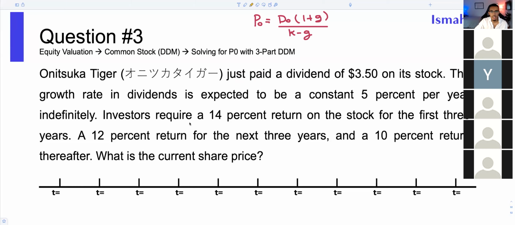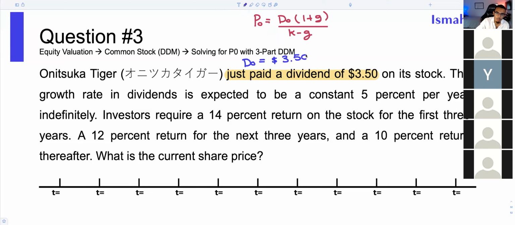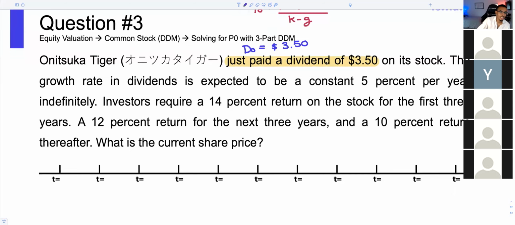So we have Onitsuka Tiger, which just paid a dividend. So if it just paid a dividend, where is this on our timeline? It just paid a dividend. It's like we're soldiers at this point. We know exactly where this goes. All right, if you see this on the exam, you know that this is at D0. So we would have D0 right here.